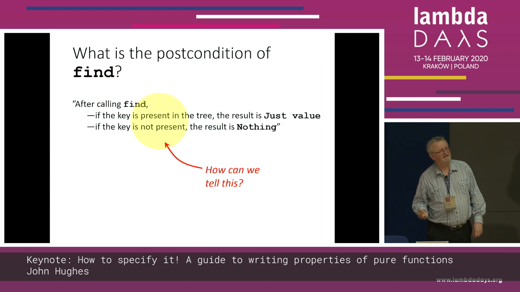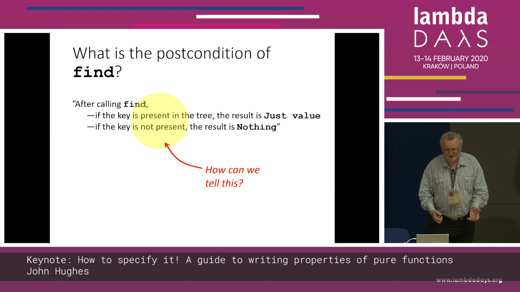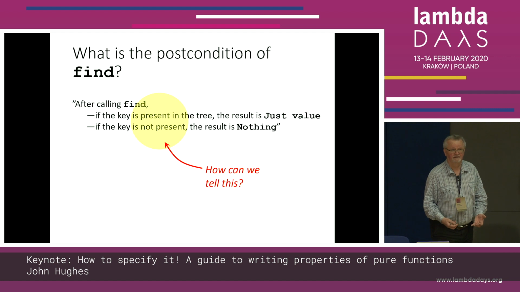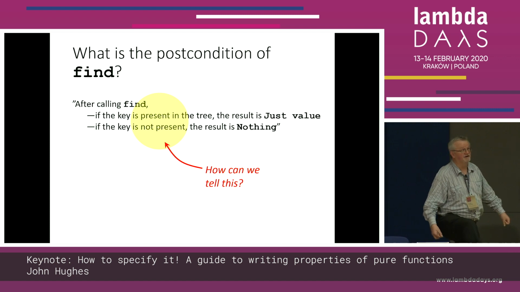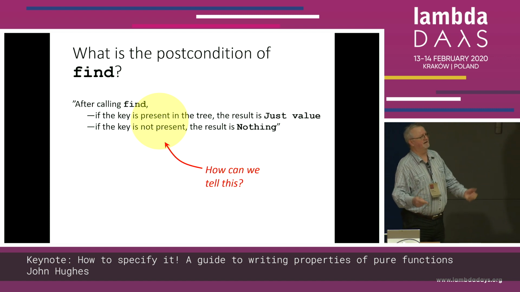How am I going to write this property? Well, I'm going to need some auxiliary function that can tell me whether the key is present in the tree or not, and if so, what the value associated with it is. But that's the find function. I just took my foot and I put it in the trap. How can I avoid it?